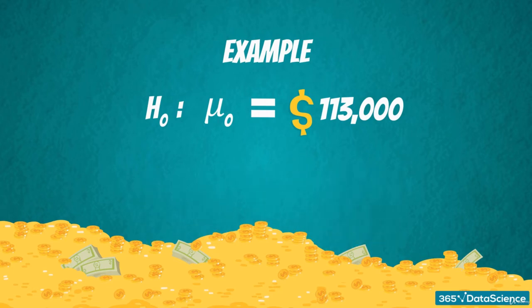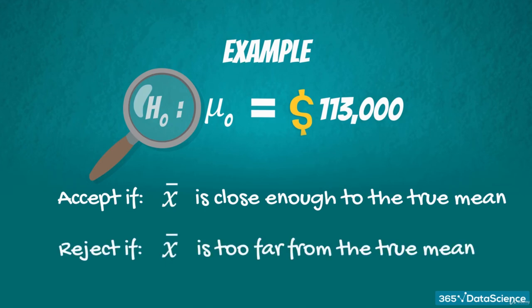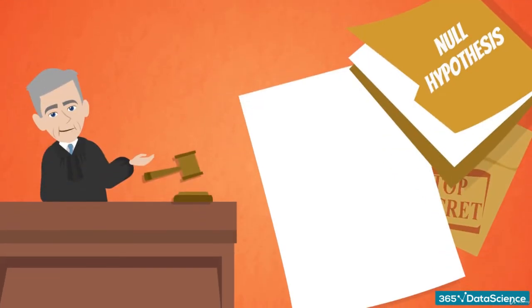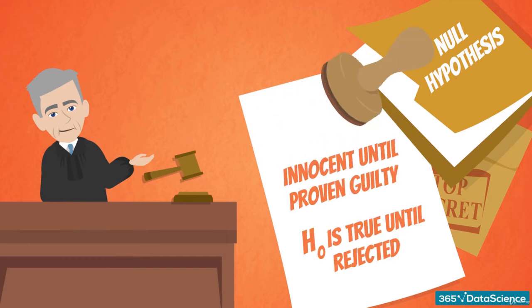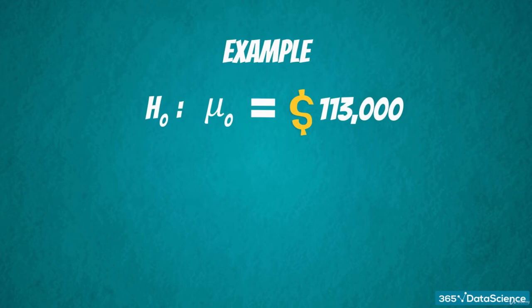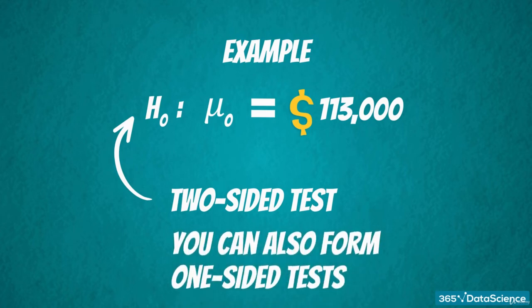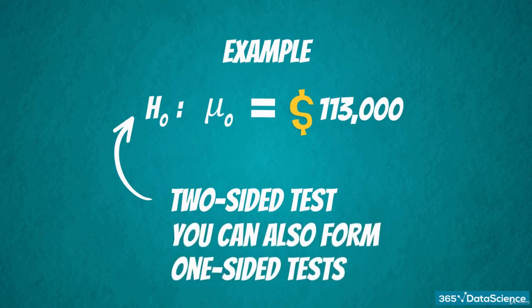Now, you would want to check if $113,000 is close enough to the true mean predicted by our sample. In case it is, you would accept the null hypothesis. Otherwise, you would reject the null hypothesis. The concept of the null hypothesis is similar to innocent until proven guilty. We assume that the mean salary is $113,000 and we try to prove otherwise. Okay, this was an example of a 2-sided or a 2-tailed test. You can also form 1-sided or 1-tailed tests.